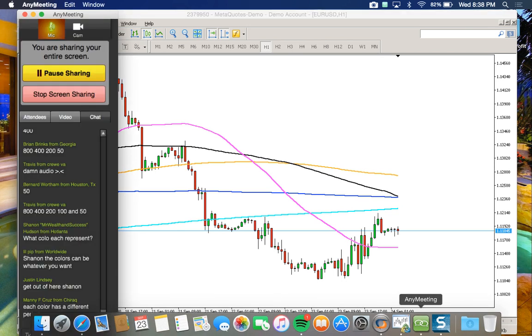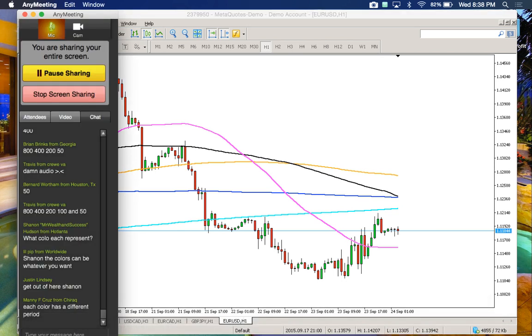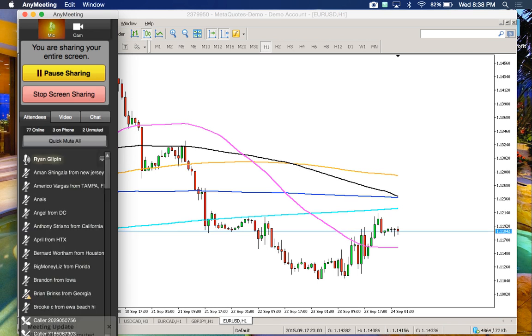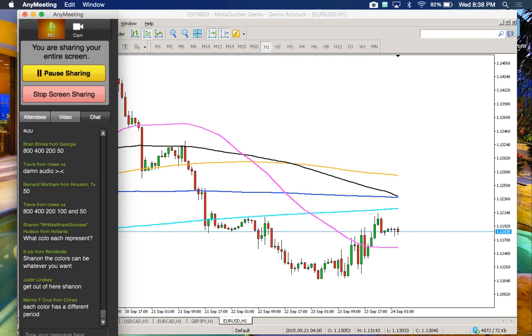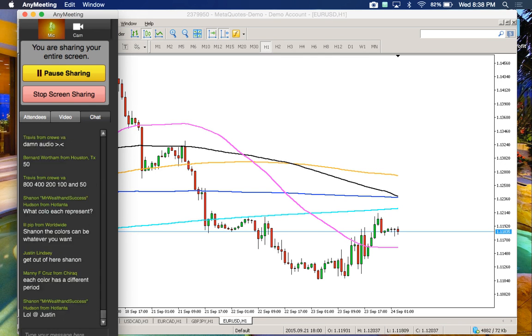We're going to go over the SMAs real quick. Each color does a different type of thing. The colors are mainly just my preference. You don't have to use the same colors I do. I just use them because I like things to pop on my screen when I look at it.